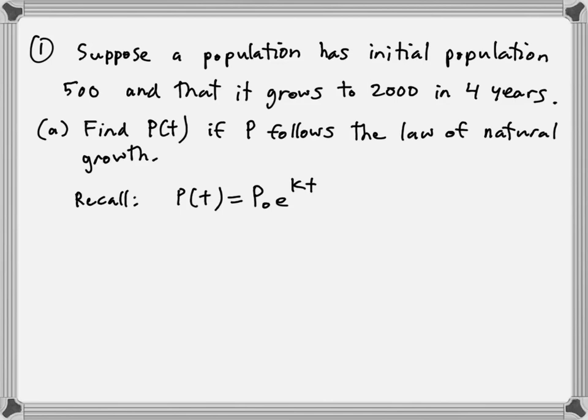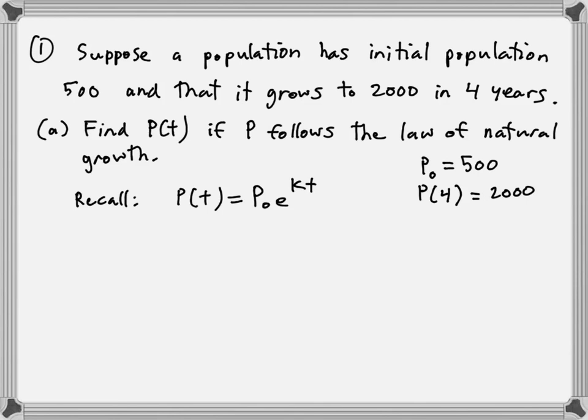So from here, we just have to plug in what's given, right? So what's given in this problem? We know that the initial population is 500. This means that P naught is 500. And it also says that it grows to 2,000 in 4 years. So this means that P of 4 is equal to 2,000.